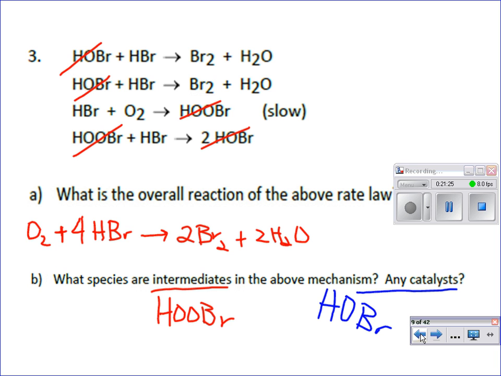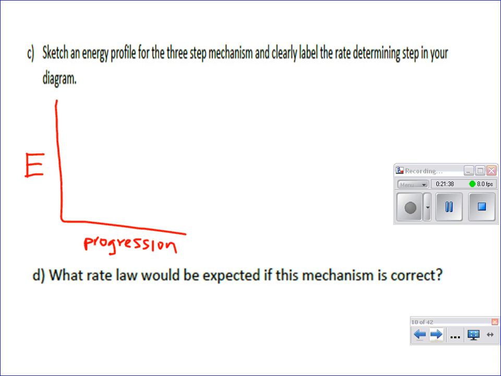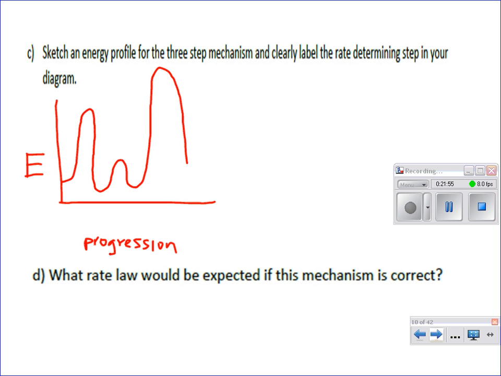All right. Sketch an energy profile. So we had a 4-step with what step was slow? The 3rd. So we have energy and we have our progression. I want it to be a little bit nicer than that. It doesn't have to be perfect. What did I say the slow step was? 3rd out of 4.